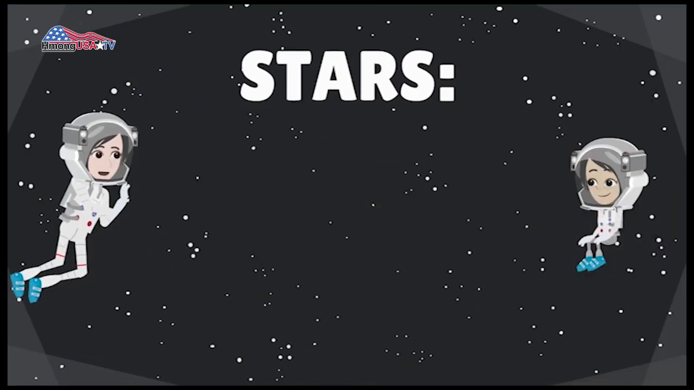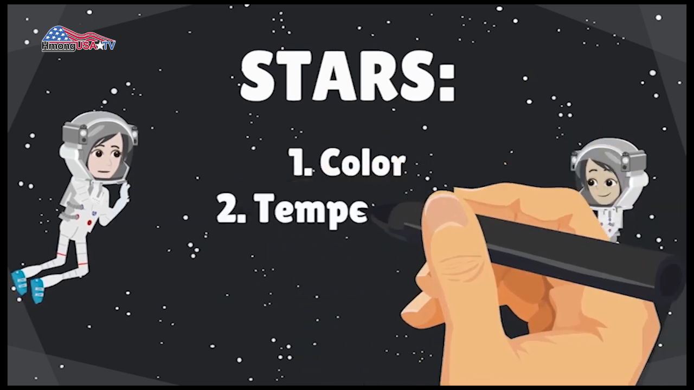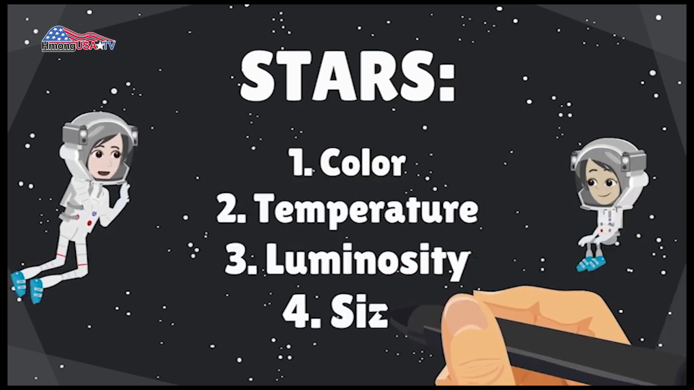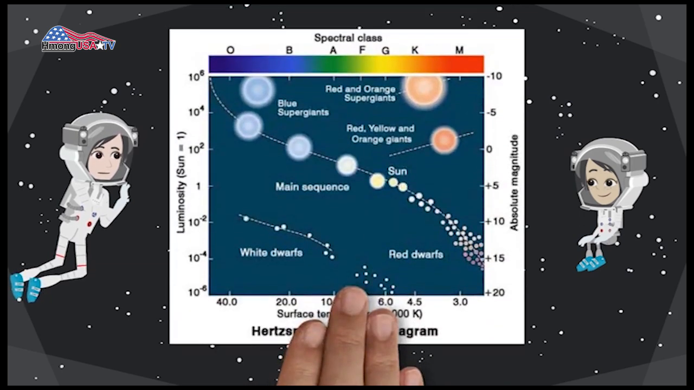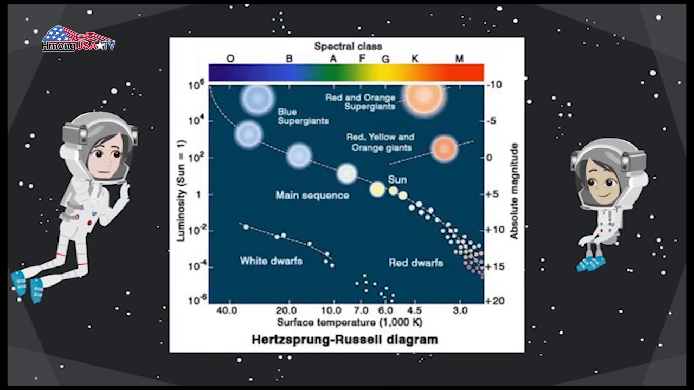Each star has their own characteristics. Today we'll talk about color, temperature, luminosity, and size. Take a look at this graph, the Hertzsprung-Russell diagram. It may look complicated, but let us break it down into simpler terms.